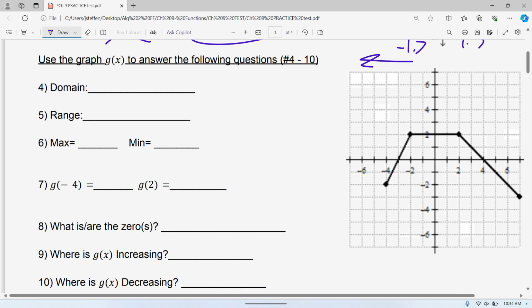Now we're going to look at this other graph. One thing I will say, a lot of people for the domain on this one on the quiz did their ordered pairs. So they said -4, -2, 2, and 7. Now, I get where you're coming from, but you also have to realize, what about all the x's in here? All the x's in here are also on the function.